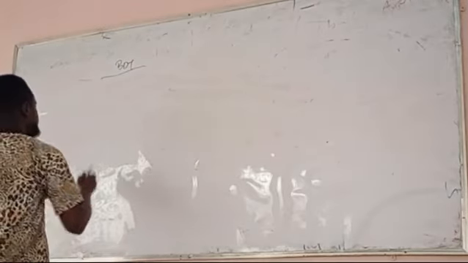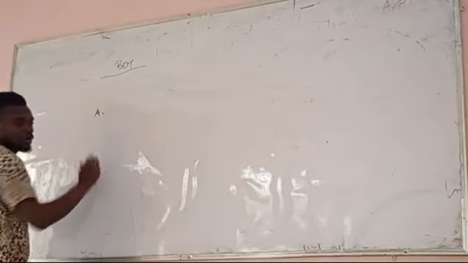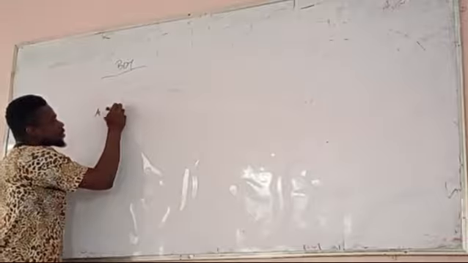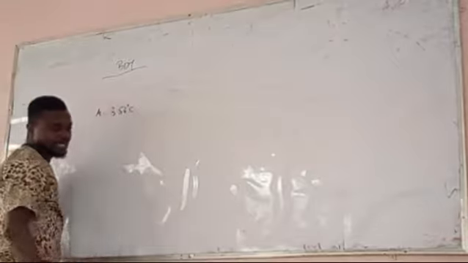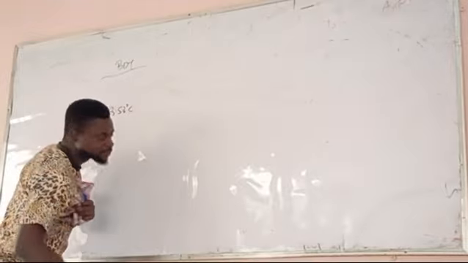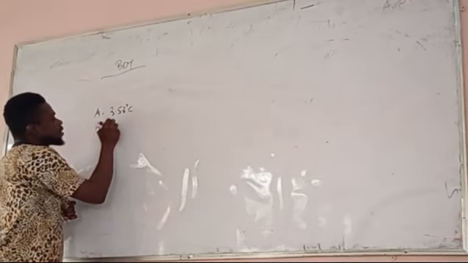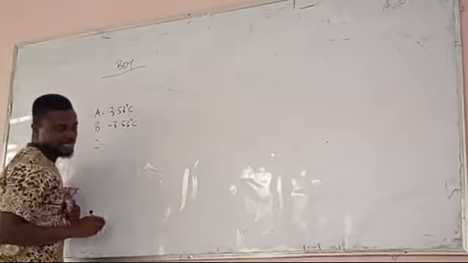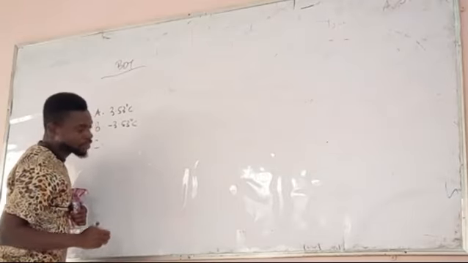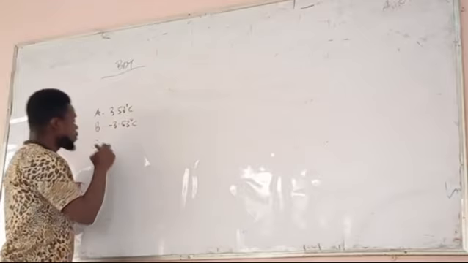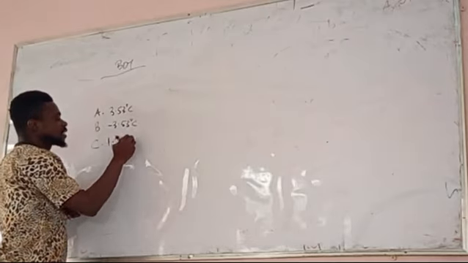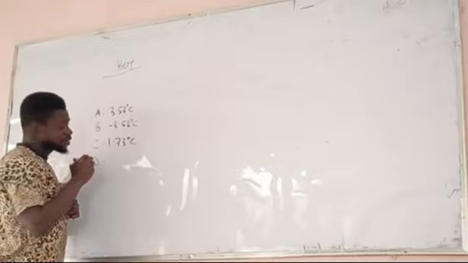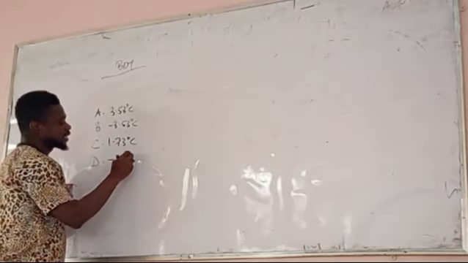Option A says 3.53 degrees Celsius. Option B says minus 3.53 degrees Celsius. Option C says 1.73 degrees Celsius. Option D says minus 1.73 degrees Celsius.